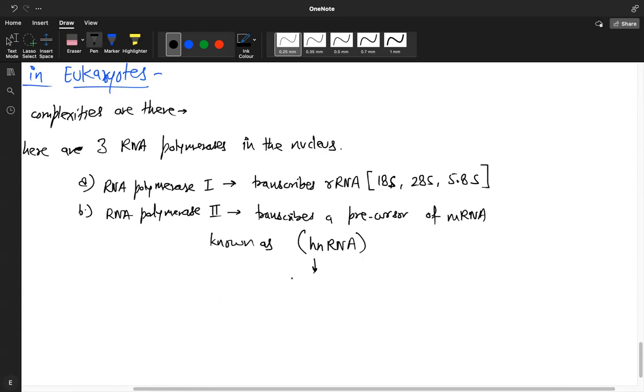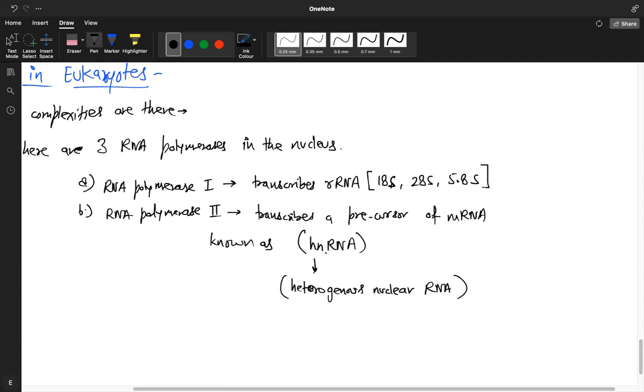What does the word hetero mean? Whenever you are in doubt in biology, go to the term. The term itself will answer you. Hetero means different. Heterogeneous, mixture. Remember? Class 9th or 10th. Heterogeneous nuclear. The word nuclear says that this RNA is only present in the nucleus, right?